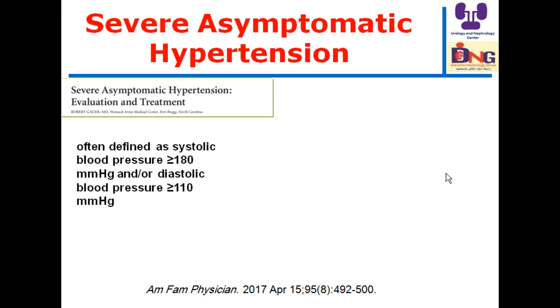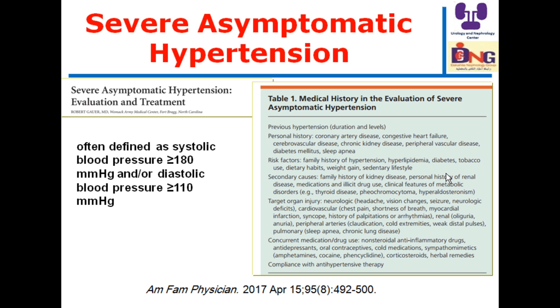Again, I'll start to look at certain individuals who have high systolic blood pressure equal to or exceeding 180 and diastolic 110 millimeters of mercury without symptoms. How to manage? This is severe asymptomatic hypertension. This table shows how to tackle the medical history in evaluation of severe asymptomatic hypertension. So look at previous hypertension, duration and levels, personal history, discussing all these points: coronary heart disease, congestive heart failure, etc.